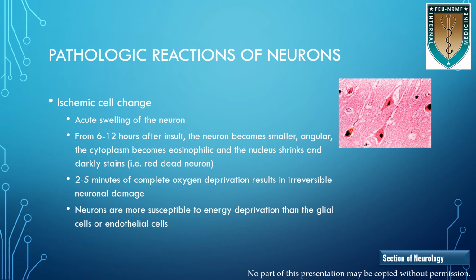Now remember class that 2 to 5 minutes after complete oxygen deprivation, this can already result in irreversible neuronal damage. And so we have to resuscitate the brain and restore oxygen and blood flow, ASAP. Neurons are also more susceptible to energy deprivation than the glial cells or the endothelial cells.